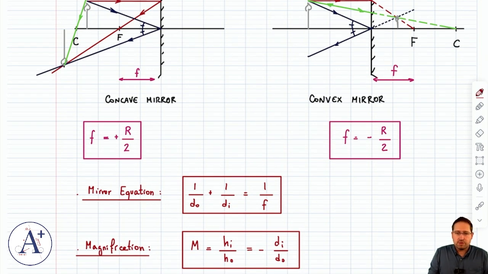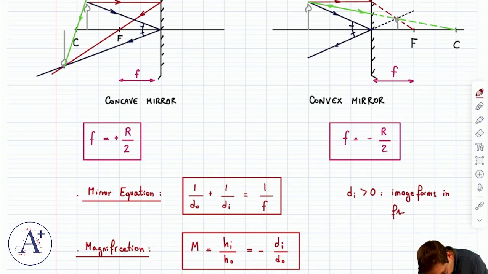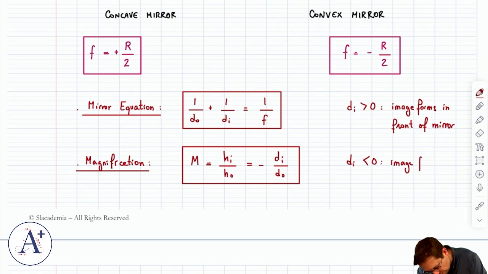The only thing we have to keep in mind when it comes to mirrors is that if d image is positive, the image forms in front of the mirror. If d image is negative, the image forms behind the mirror.